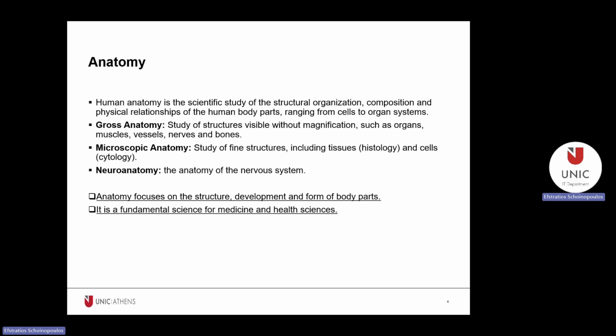Microscopic anatomy is the study of fine structure, including tissues and cells, and is mostly a part of histology and cytology. And an important field of anatomy is neuroanatomy, which is the study of the anatomy of the nervous system and mostly the study of brain anatomy. So in conclusion, anatomy focuses on the structure, development, and form of body parts. And we can say that anatomy is a fundamental science for medicine and health sciences.